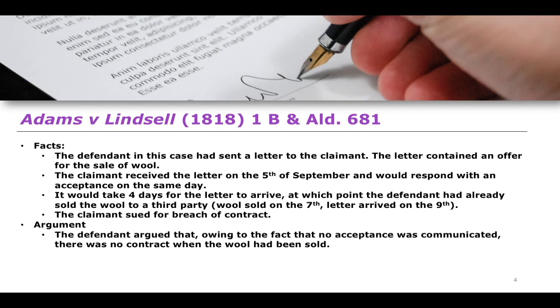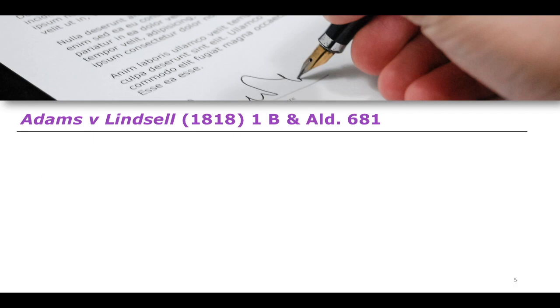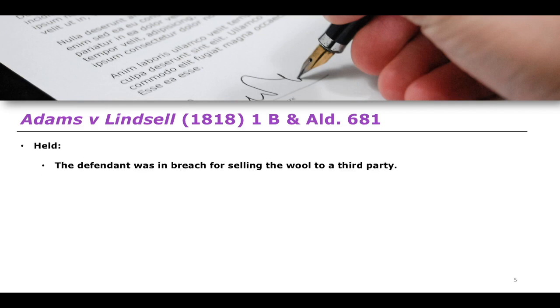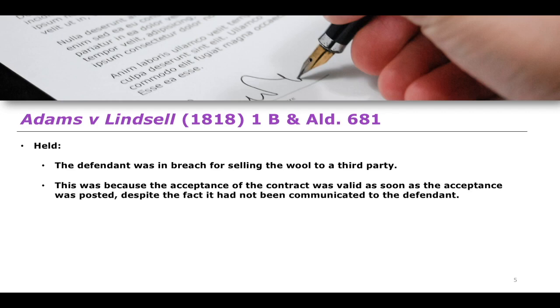And this would traditionally fit into the ordinary meaning of the basic rules of contract, that an acceptance has to be communicated back to the offeror. But the postal rule applied in this situation. In fact, it was established in this situation. The defendant was in breach for selling the wool to the third party, and this is because acceptance of the contract was valid as soon as the acceptance was posted, despite the fact it hadn't been communicated to the defendant at all.